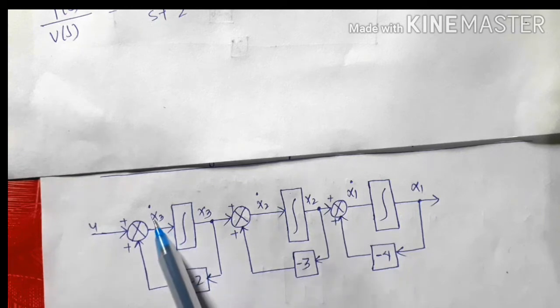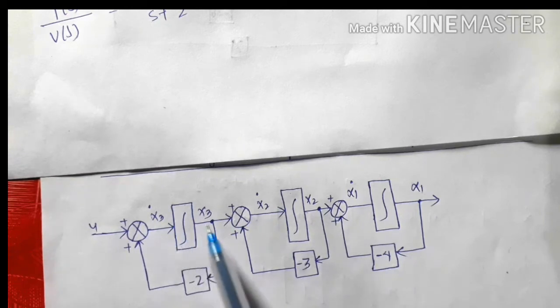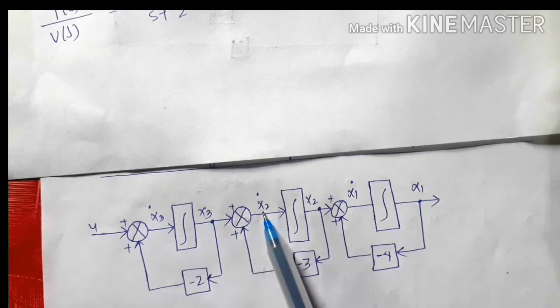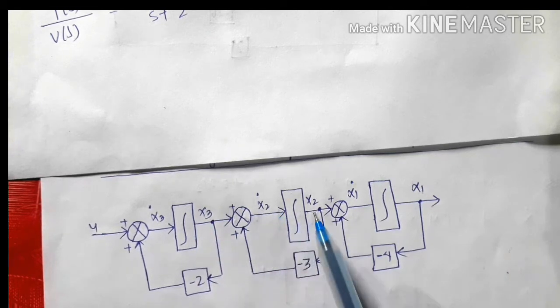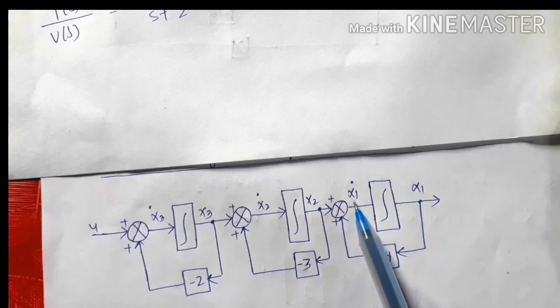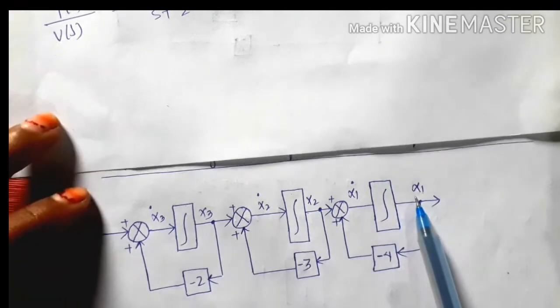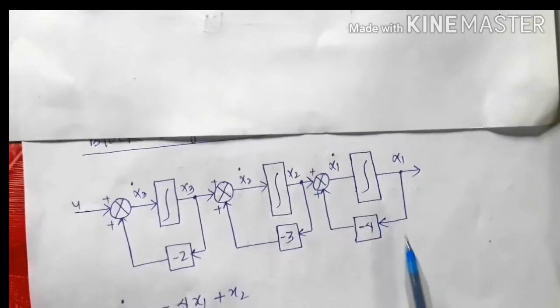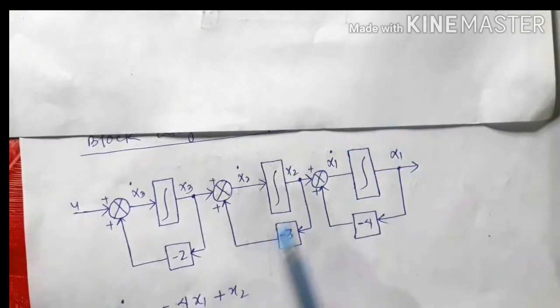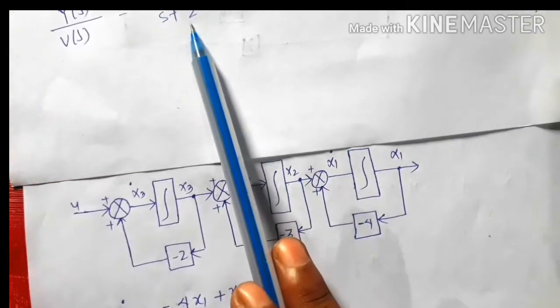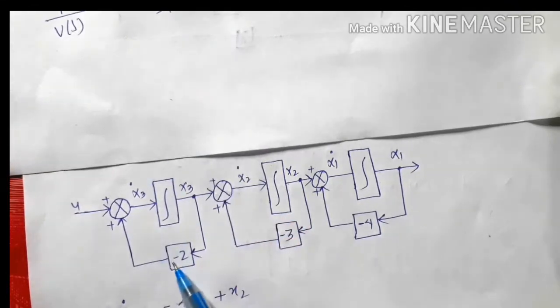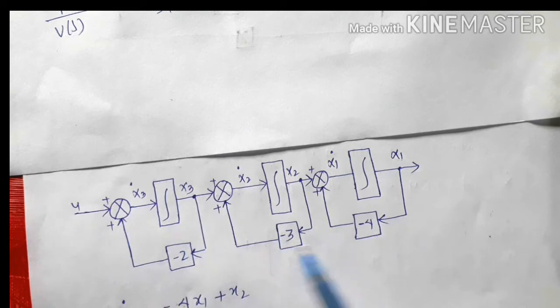Okay, when x3 dot is passing through integrator, it becomes x3. When x2 dot passes through integrator, it becomes x2. When x1 dot passes through integrator, it becomes x1. Okay, because 1/(s+2), here 2 is written, that means minus 2 is in the return path. Similarly for all those terms.